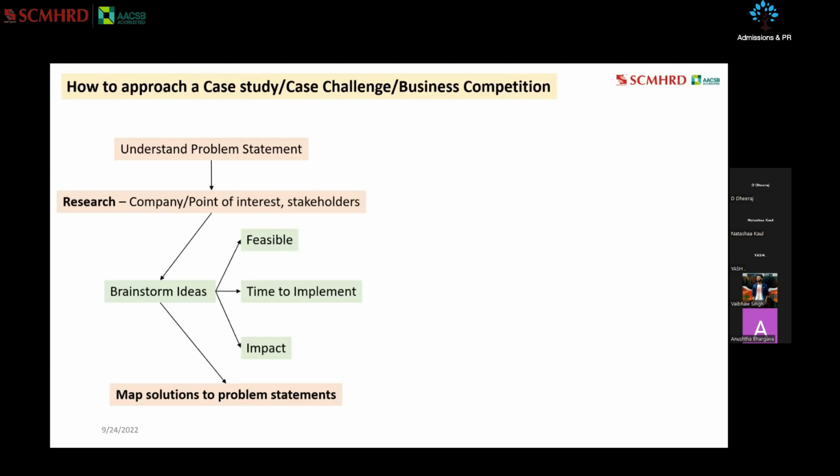And the last step is how exactly you map your solutions to the problem statements. This is the main point where most of the students make mistakes, that they would have gotten the right solutions, but they do not know how to map the solutions to the problem statements. If you do not address the problem statement, that would not answer the question. So it's not about how you develop the solution, it's mainly how you map the right solutions.